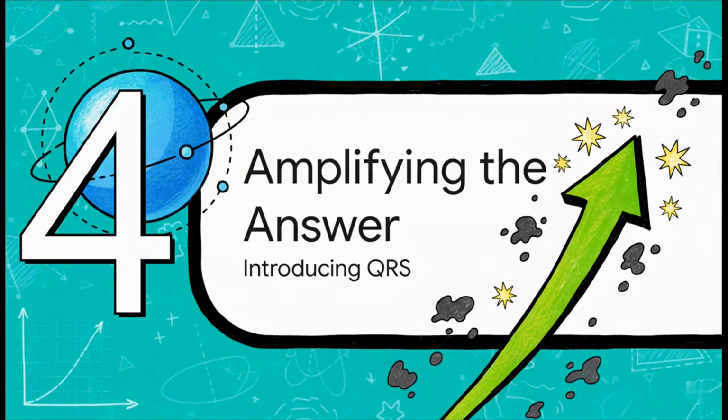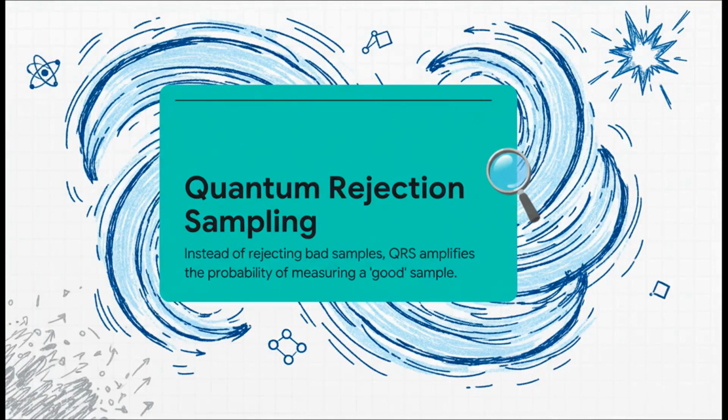So now we have the tools. Let's see how they totally transform our sampling problem with something called quantum rejection sampling, or QRS for short. QRS completely flips the script. It's not about rejection anymore. It's about amplification. Our quantum inspector doesn't need to search through a pile of junk. The perfect items now basically call out to be picked.